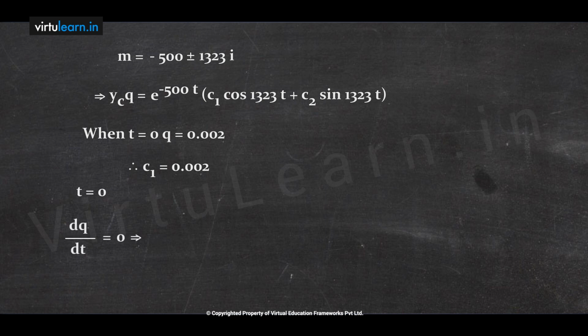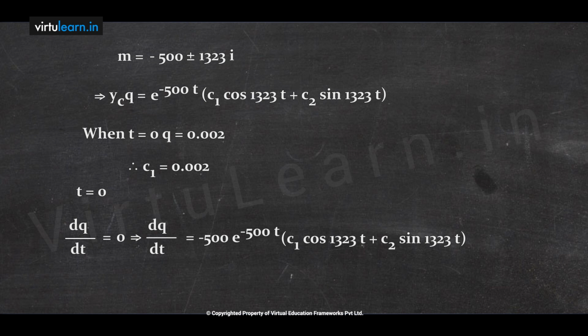First you differentiate q. Then dq by dt equals minus 500 into e power minus 500t into c1 cos 1323t plus c2 sin 1323t, plus e power minus 500t into minus 1323 c1 sin 1323t plus 1323 c2 cos 1323t. Using the uv formula, I differentiated the exponential term first, keeping the second term as it is, then the other way around. If t equals 0, c2 equals 0.0008.